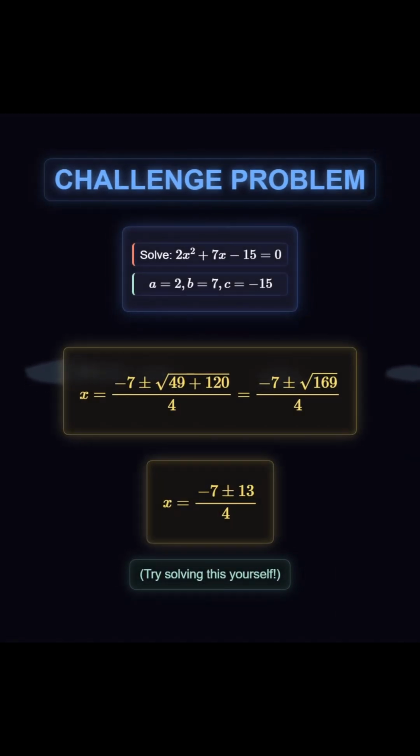Time for a challenge problem. Solve 2x squared plus 7x minus 15 equals 0. With a equals 2, b equals 7, and c equals negative 15, we get x equals negative 7 plus or minus the square root of 49 plus 120, all over 4. Can you find the solutions?